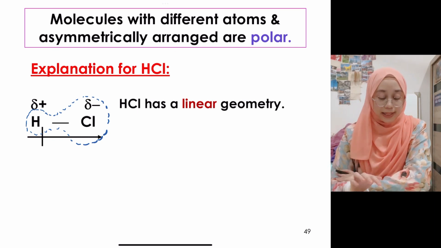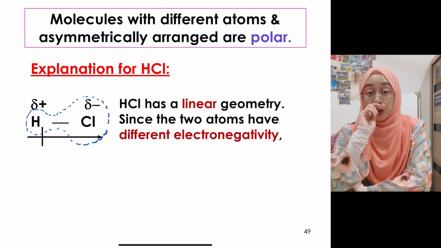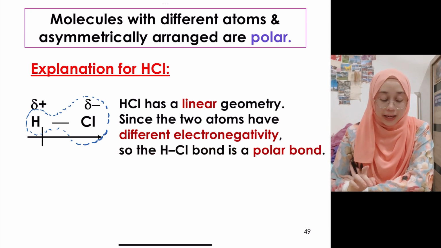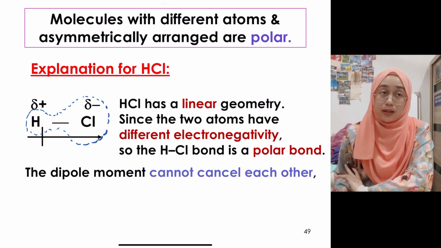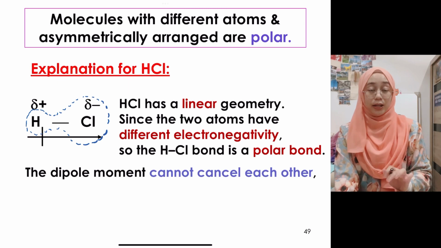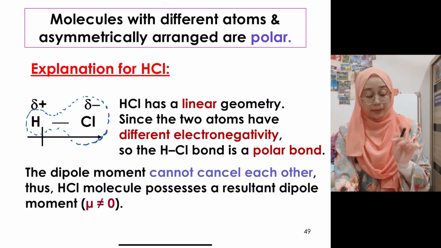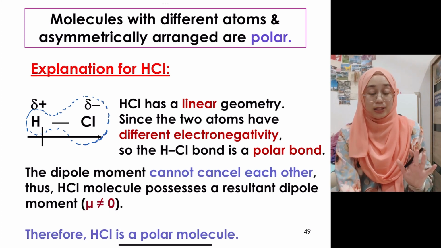Okay, so HCl has a linear geometry. Since the two atoms have different electronegativity, so the HCl bond is a polar bond. Okay, and we can say that the dipole moment cannot cancel each other sebab ada satu je dipole moment, so tak ada benda yang cancel off dia. So that is why the resultant dipole moment is not equals to 0. Okay, so HCl is a polar molecule then. So this is for HCl.